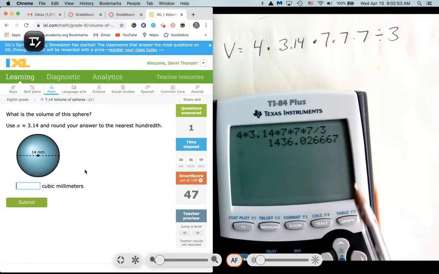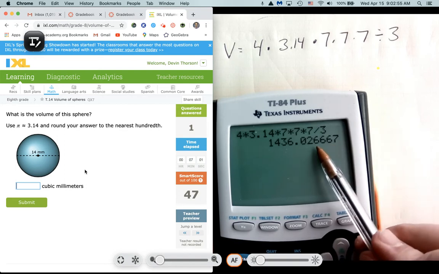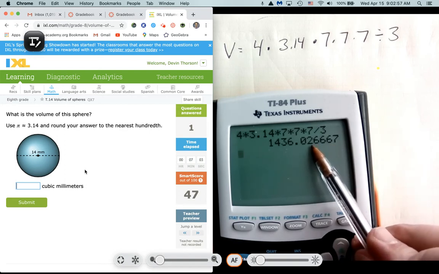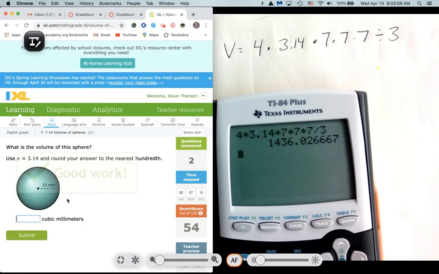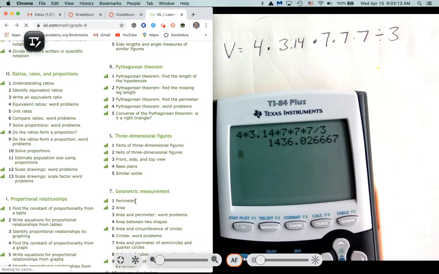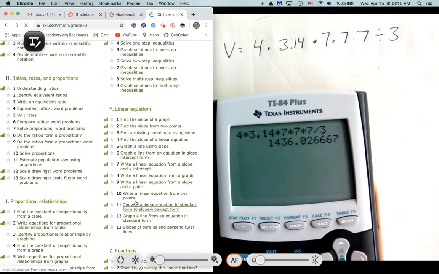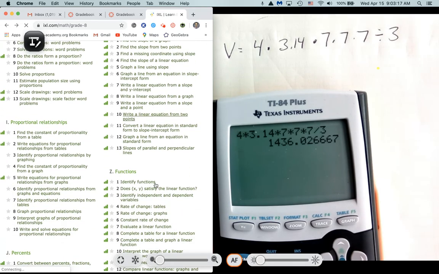If I round to 2 decimal places, this is a 6, so I'm going to round that up to a 3. So I come over here and type in 1436.03, and I hit submit. And we did good work. That's the hardest you're going to get as far as volume. Surface area is actually even easier.